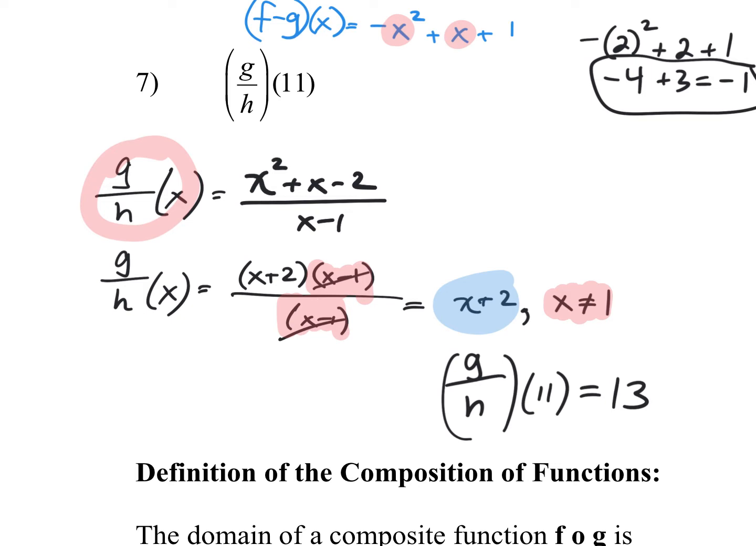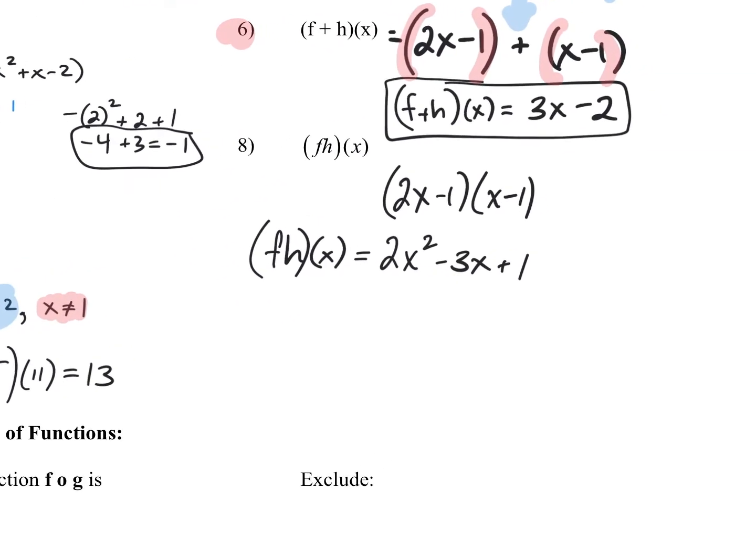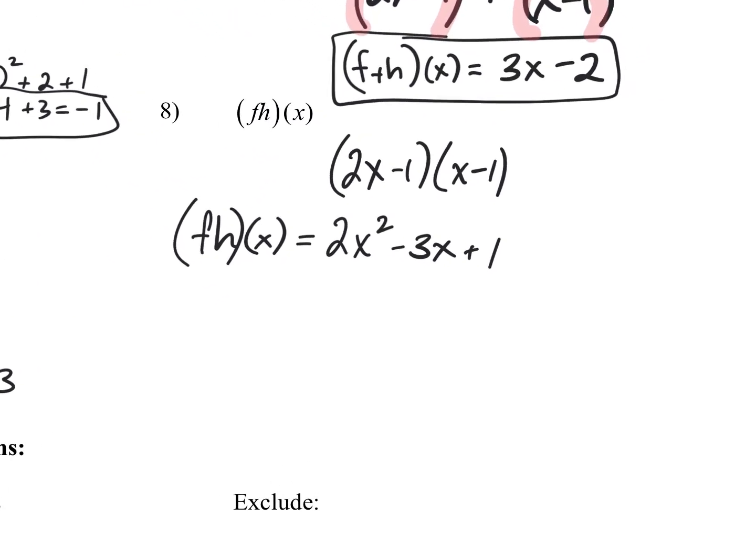So there are definitely circumstances where if we put a little bit of work up front, it makes the actual evaluation significantly easier. Finally, over on to number 8. This is telling us to multiply functions f and h together.